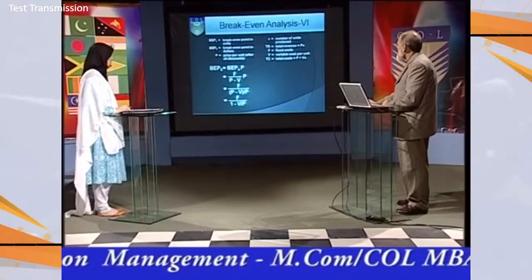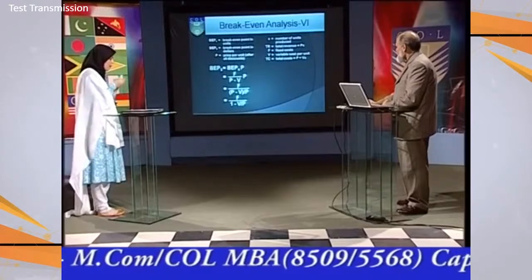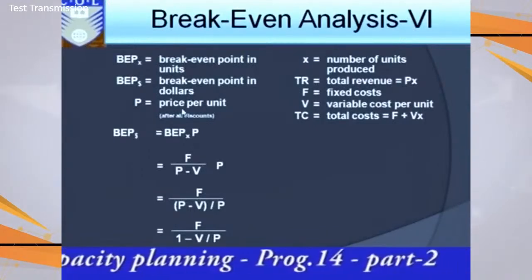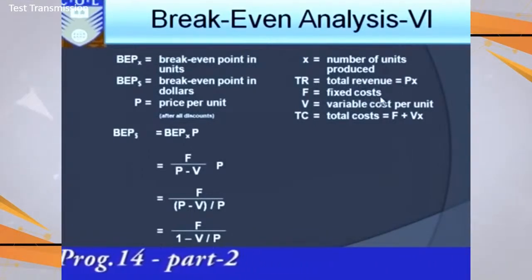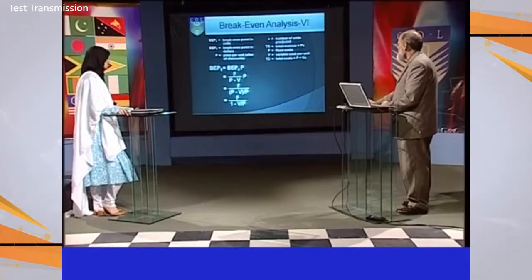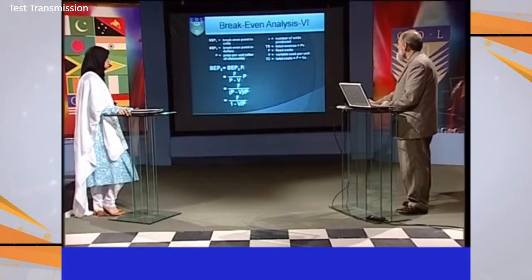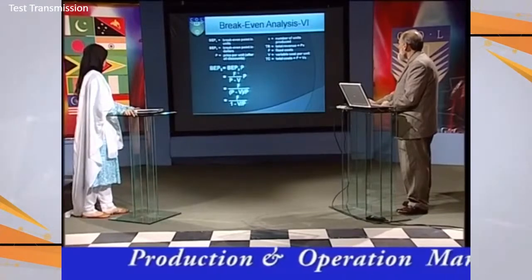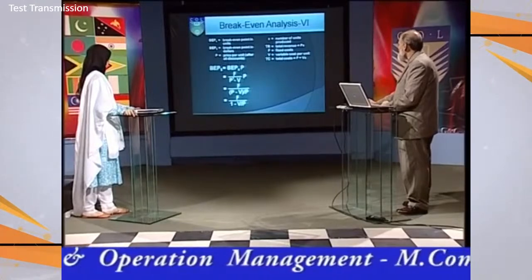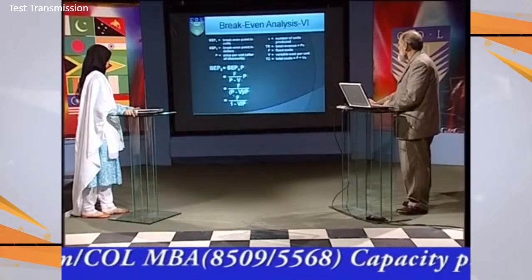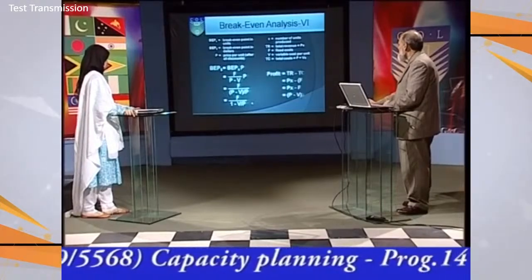Now, in terms of dollars, if we want the same break-even point in number of units expressed in dollars: price, X, total revenues, fixed cost, variable cost, and total cost. In terms of dollars, break-even point is P, price per unit, times whatever you have produced. And now BEPX, you replace it with the previous equation, and you come up with a break-even point in terms of dollars which will be F over 1 minus V over P.